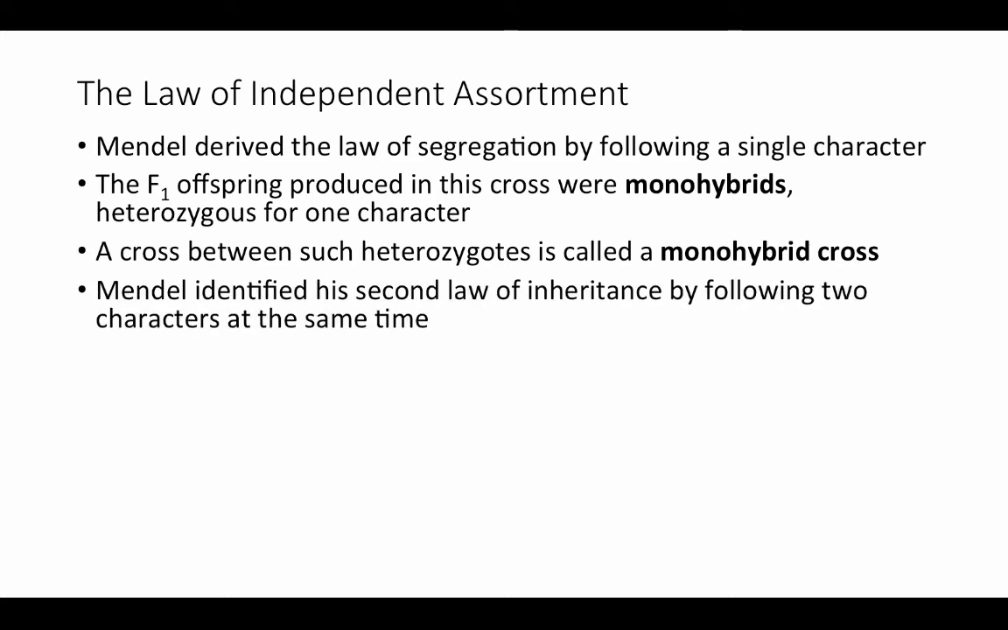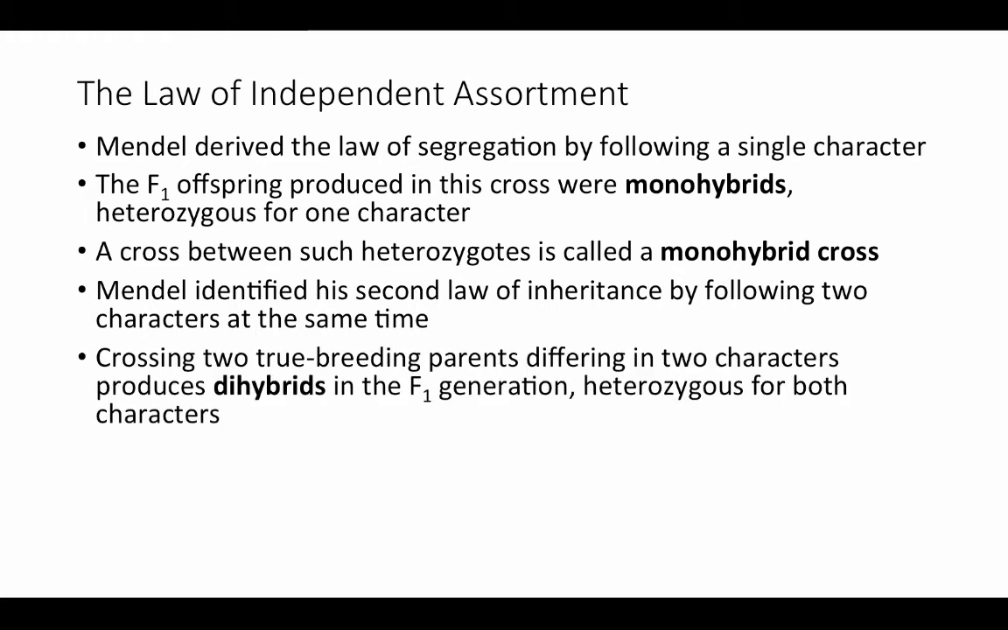So Mendel identified his second law of inheritance, the law of independent assortment, by following 2 characters at the same time. He did this by crossing 2 true breeding parents differing in 2 characters rather than just one, with all of the other characters being similar between the 2 groups, to produce dihybrids, so hybrids for 2 characters in the F1 generation that are heterozygous for both of those 2 characters.